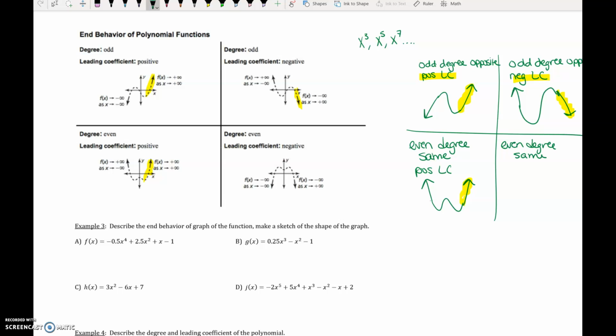Even degree with a negative leading coefficient. The right side is going to point down, the left side will also point down, and there will be some sort of connection in between there. It might just be a parabola, it might be a W shape or an M shape, something will connect them in the middle. But I don't really care about the middle, I care about these ends.